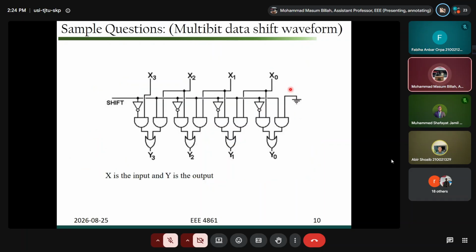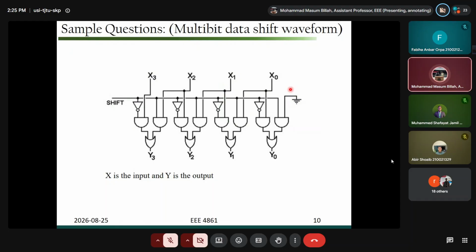Okay, sir. So we have about two full questions and a 50% question of shift register. Another part is from data path. You remember the data path and functional units.